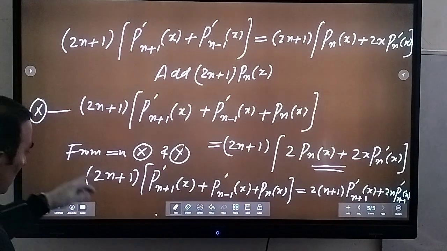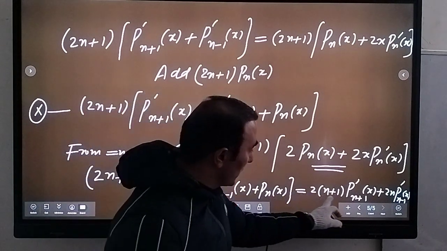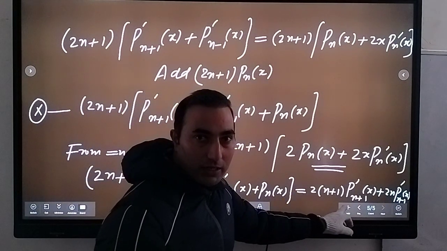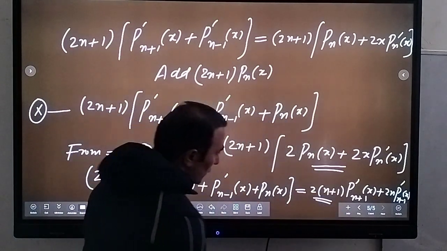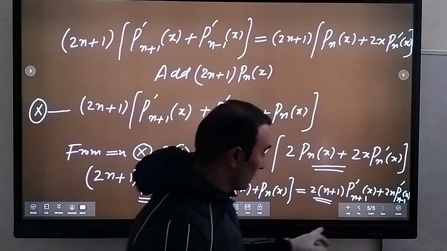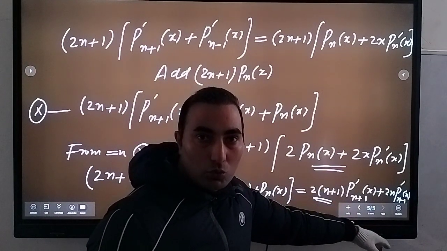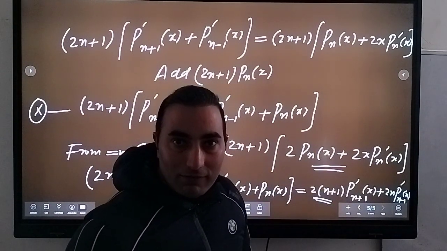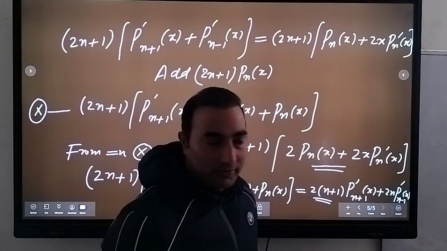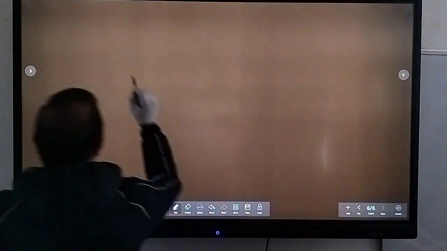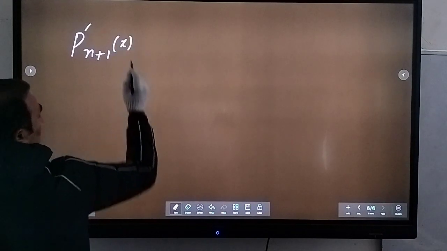So here in this term there is (2n plus 1) P dash of n, and here there is (2n plus 2), because this is (2n plus 2), right? So if I take this term and this term, the first term, here it is (2n plus 2), and this is (2n plus 1). If I take it on the right hand side, it will be 2n plus 2 minus 2n minus 1. So it will be simply P dash of n plus 1 of x, right? So our first term will be P dash of n plus 1 of x, right?